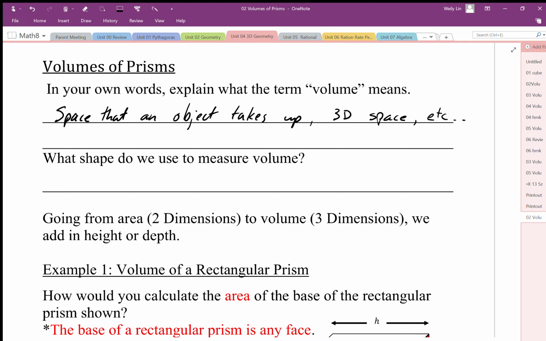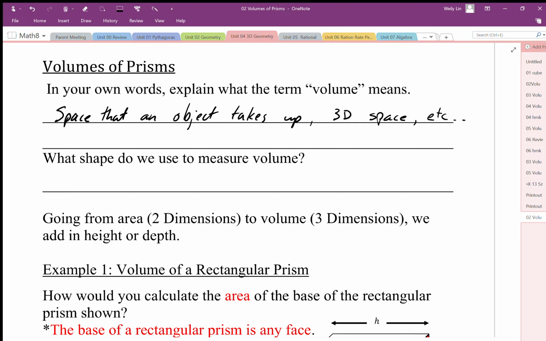In this unit, we're going to be looking at volume. So we want to first of all make sure that we understand what volume is. There's a few ways that we can describe volume, and one way would be the space that an object takes up, 3D space. What I would like you to do is come up with your own words to describe how you understand volume.